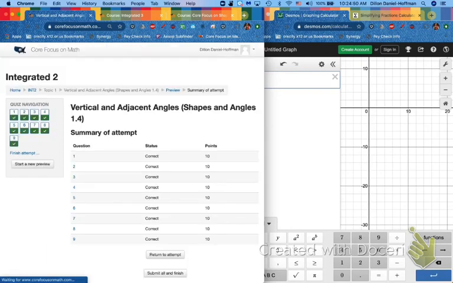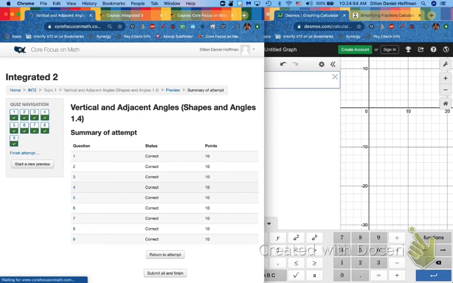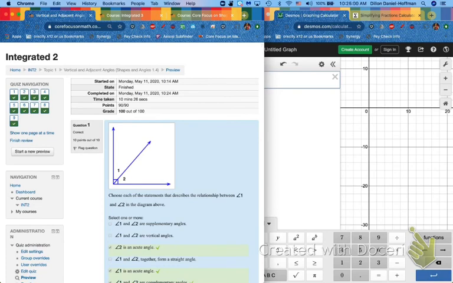This has been vertical and adjacent angles. Hopefully you'll never forget that angles across each other in the shape of a V are vertical and congruent. And when they are next to each other, like two siblings separated by a very thin wall, they are adjacent.